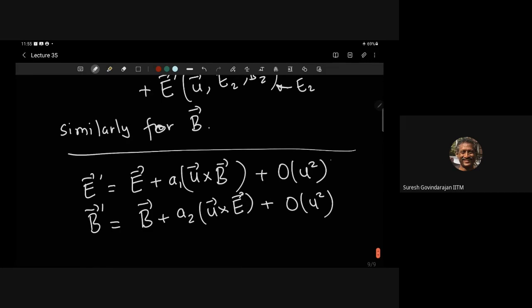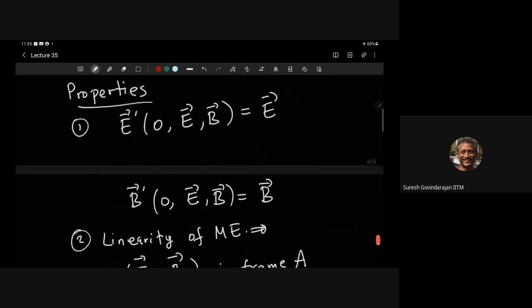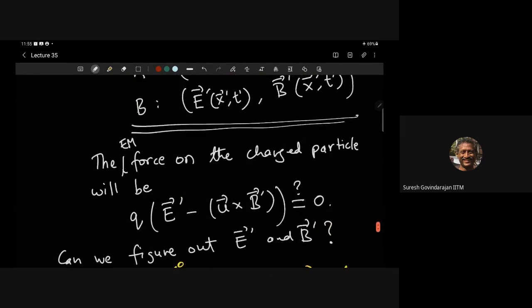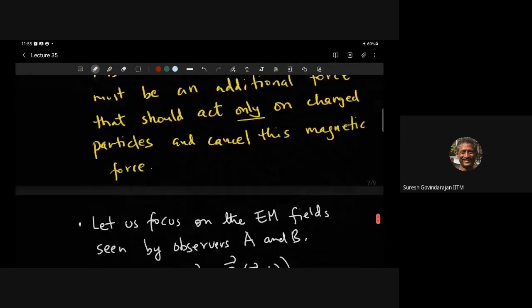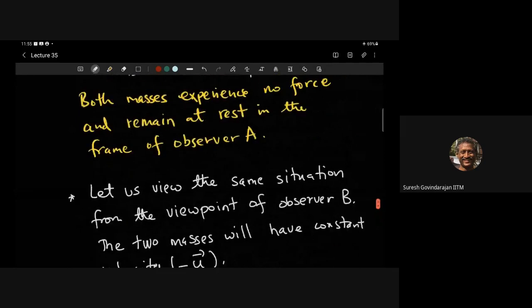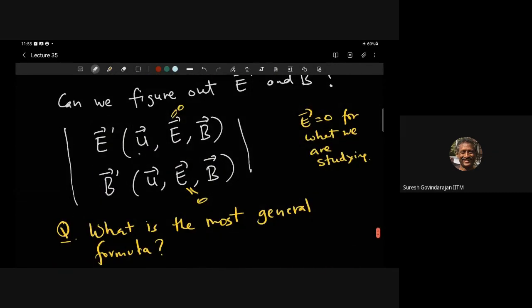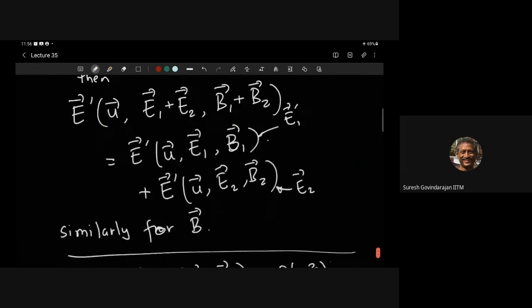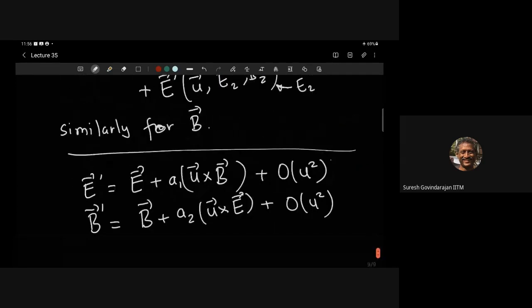First thing is linearity. In this general formula, linearity says that the E and B should come only to linear order. U need not be linear; there's no linearity involving U. U is just going for the ride. So I'm now expanding as a power series. We know at U equal to 0, E prime equals E. So I'm asking what is the first correction. I'm writing these things.